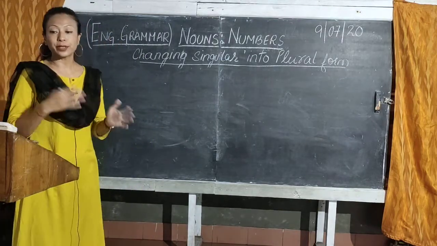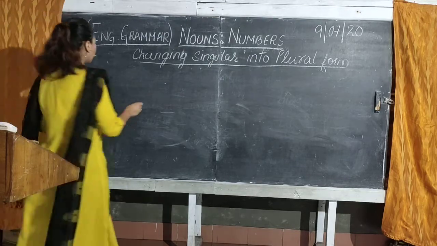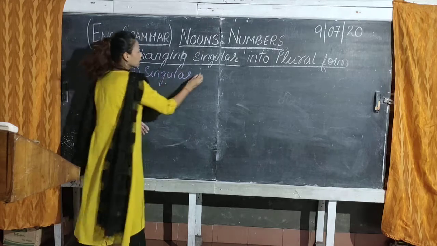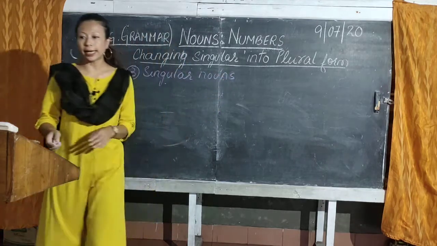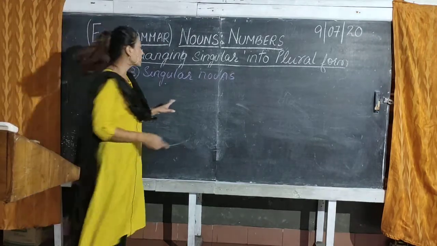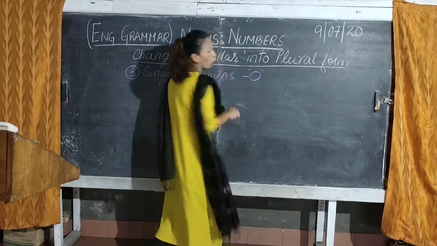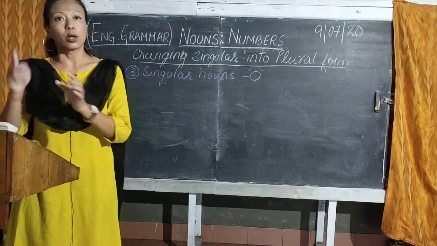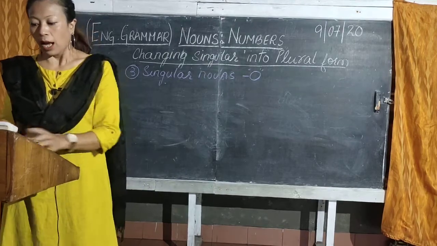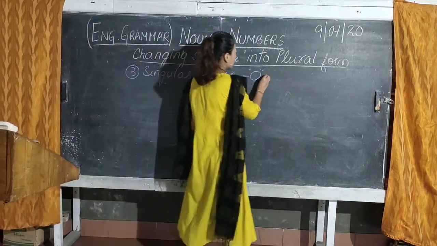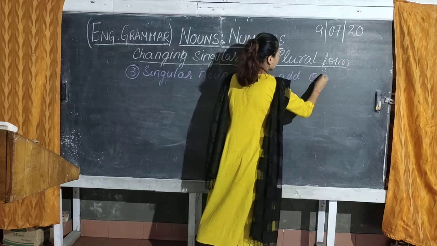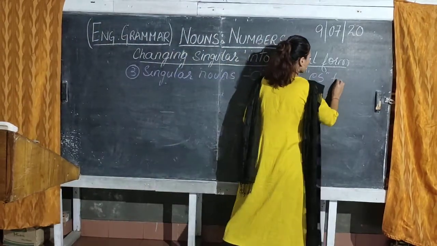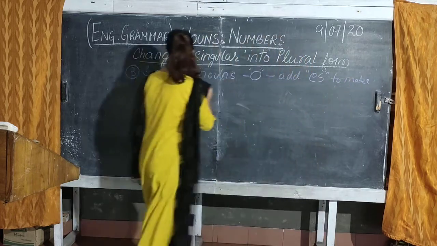The third one, what you can change from a singular noun to a plural noun is, if there are words, singular nouns that end with a zero or O. Okay? That end with O. Any singular noun word that ends with an O at the end, you can add ES to make it plural.